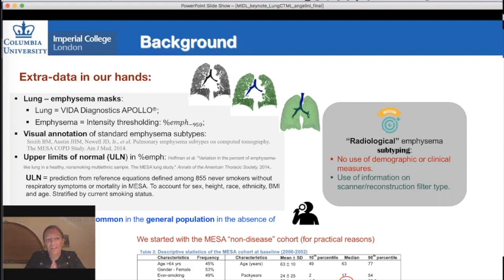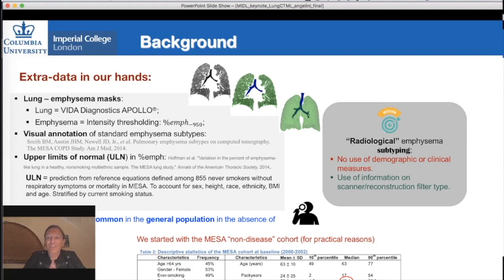So based on all that, the second hypothesis here is that emphysema is common in the general population in the absence of COPD, which was really good news for us because we had to start working with the MESA cohort, which is again the non-disease cohort in terms of emphysema. As shown here, if you look at baseline scans, the percent emphysema in those scans has a median value of only 18%, which reduces quite a lot the number of voxels of interest in the CT scan, but which is still quite reasonable.